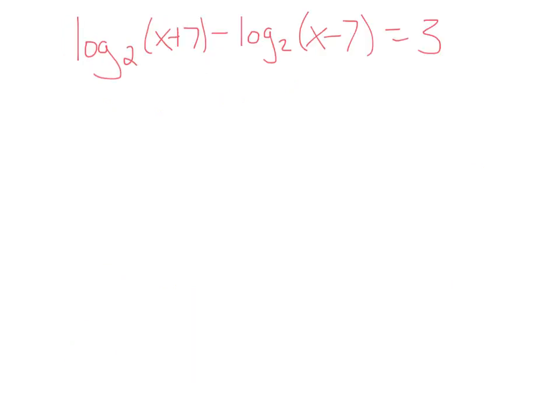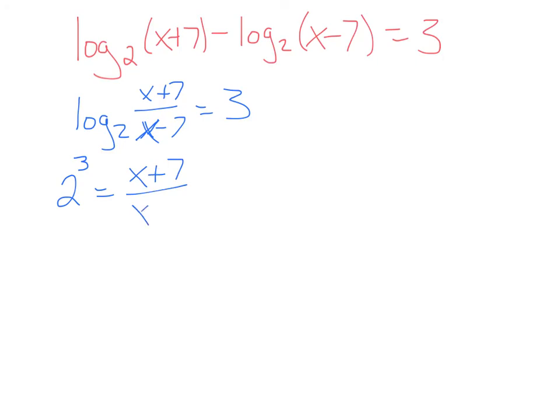Okay, so now we're going to use the quotient property of logarithms. And again, this works only if the bases are the same. And that's talking about with subtraction and division being related. So we're going to rewrite the left-hand side as one logarithm, log base 2, of x plus 7 over x minus 7, equaling 3. Now we're going to change that to its exponential form. So base of 2 raised to the third power equaling x plus 7 over x minus 7.